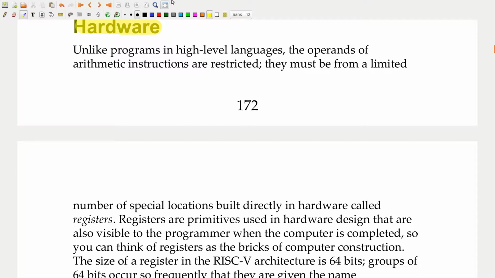What book is this? This book is Computer Organization and Design, RISC-V edition. So this is a book by, the authors are Patterson and Hennessy. David Patterson and John Hennessy.